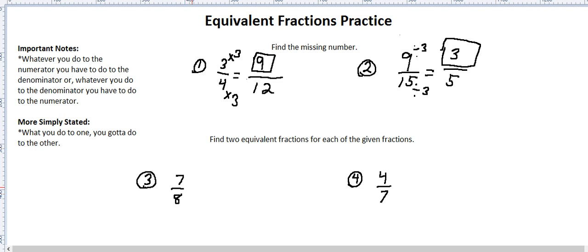All right, moving here to number 3. Remember, whatever I do to one, I've got to do to the other. So I'm going to multiply the top. I'll start with 2, I guess. So 7/8 multiplied by 2 over 2. So 7 times 2 equals 14. 8 times 2 equals 16. And now I could multiply them both by 3.